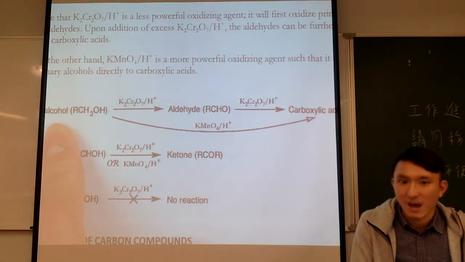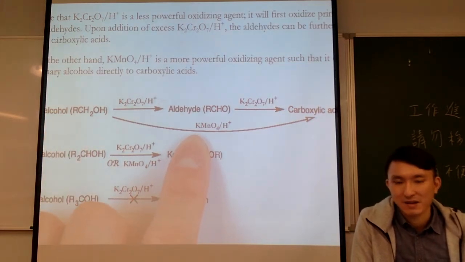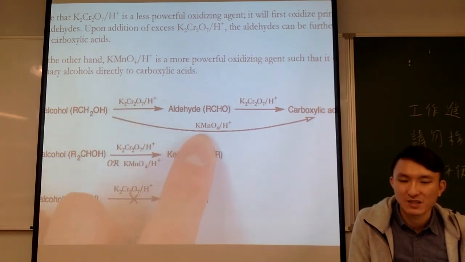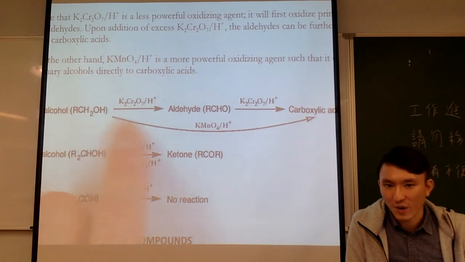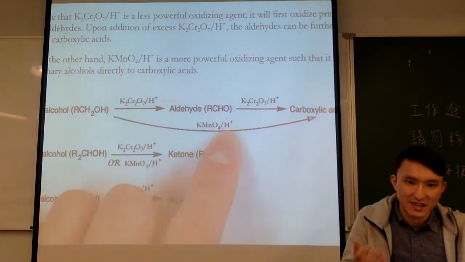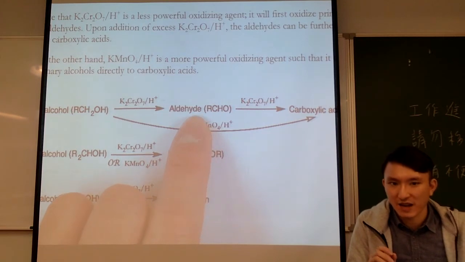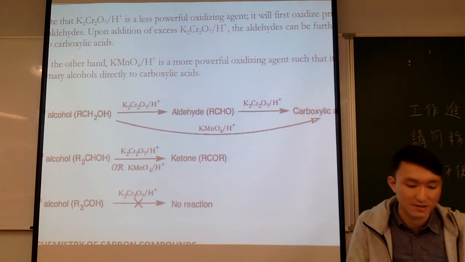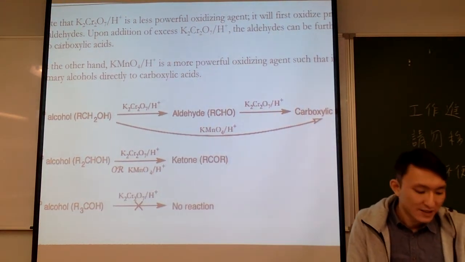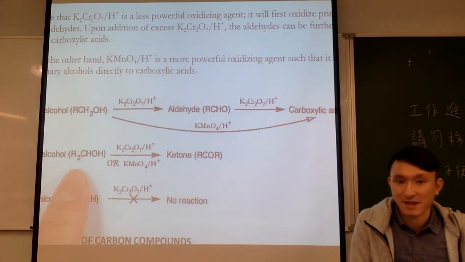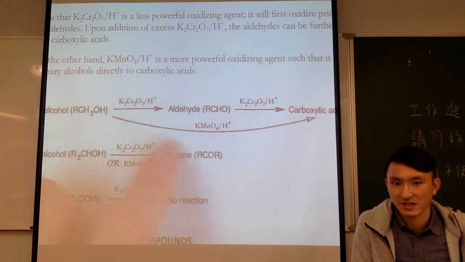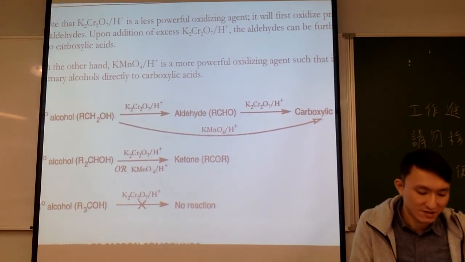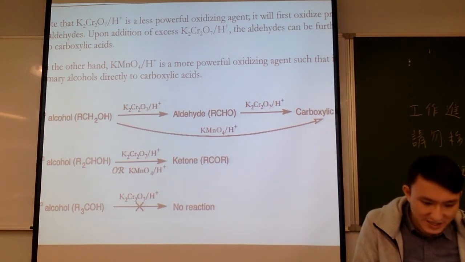Okay. However, if you use potassium permanganate, because it is a stronger oxidizing agent than dichromate, this one will oxidize alcohol all the way to carboxylic acid. In other words, if you want to make aldehyde from alcohol, you can only use dichromate. You should never use permanganate because you can't produce aldehyde. Now, for secondary alcohol, it doesn't matter because no matter which one you use, it will oxidize into ketone and that's it. For tertiary alcohol, there is no reaction. Okay? So that's the idea.